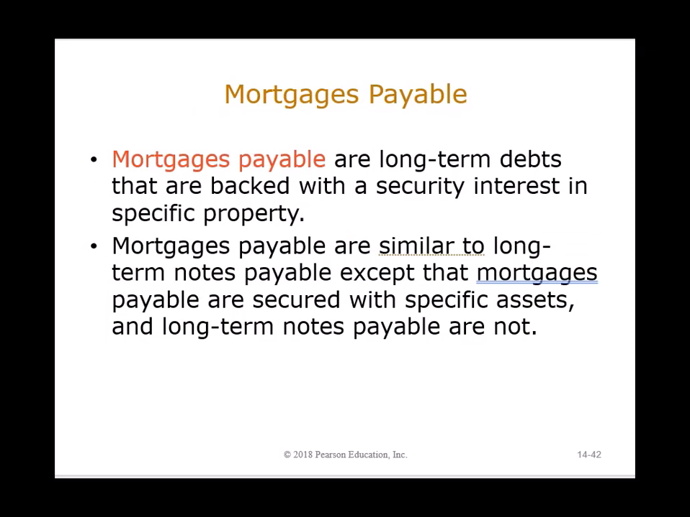Okay, mortgages payable are very, very similar. The main thing that distinguishes a mortgage payable from a notes payable is that mortgage payables are generally always going to be secured with specific assets. Normally it is going to be that specific property. For example, if you have a personal mortgage on your home, that liability is secured with your home. Your home is the collateral.